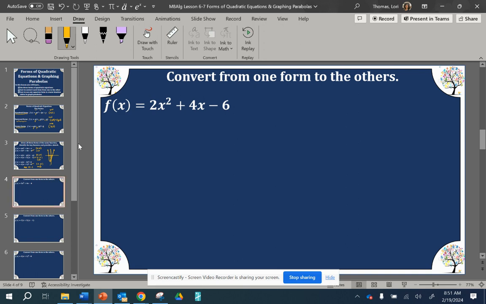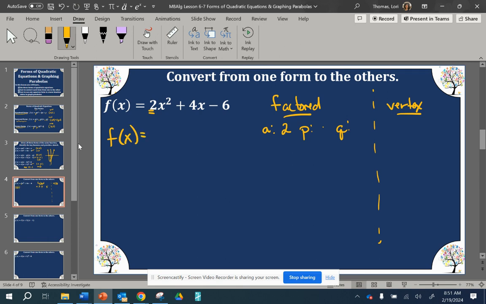Now let's talk about converting from one form to the other. Here we have standard form, and let's convert it first to factored form, and then we can convert it to vertex form. So with factored form, we're going to need an a, p, and a q. Our a value is 2. The a value in all three forms is the same. Now we need to factor this function. So let's factor out the GCF of 2.